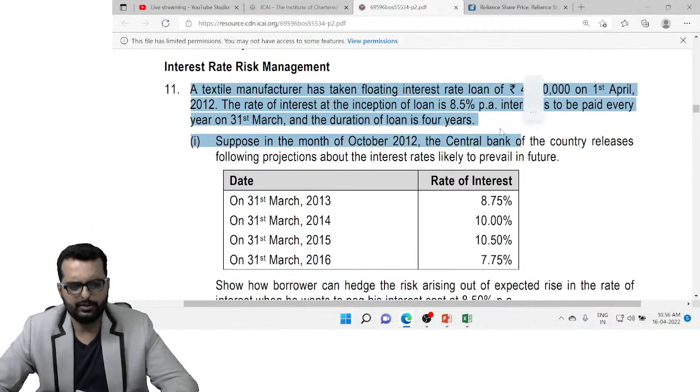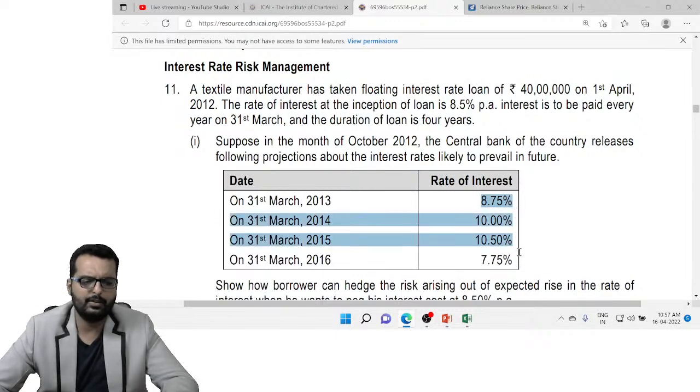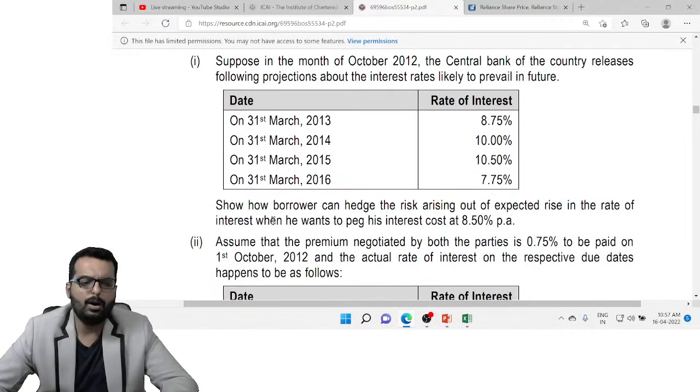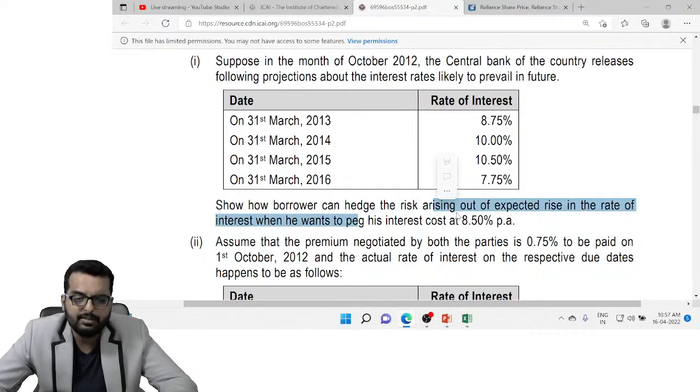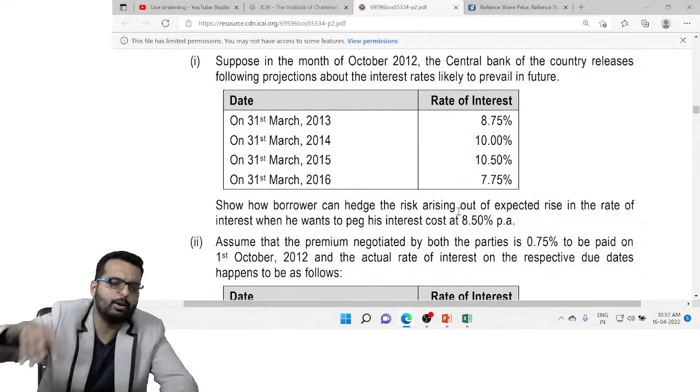Just read through this. He has taken a floating loan of 40 lakhs. Interest is 8.5% to be paid every year on 31st March. Duration is 4 years. Suppose in the month of October, the central bank releases the projections. The rates are going to go up: 8.75, 10, 10.5, 7.75. How can a borrower hedge his risk of increase in the interest rate and peg his interest at 8.5%?